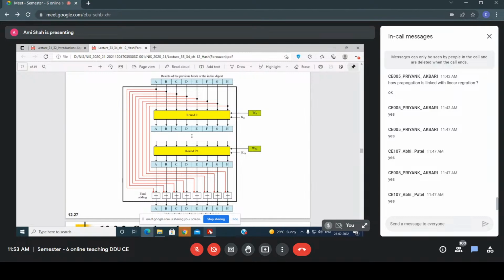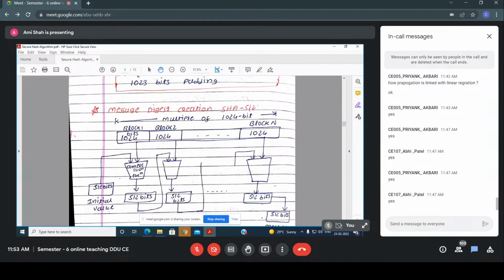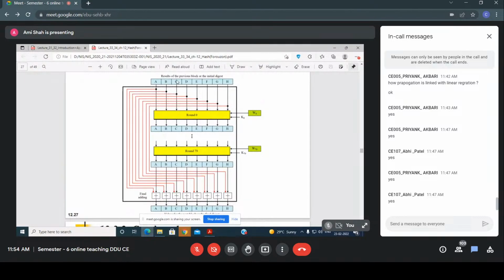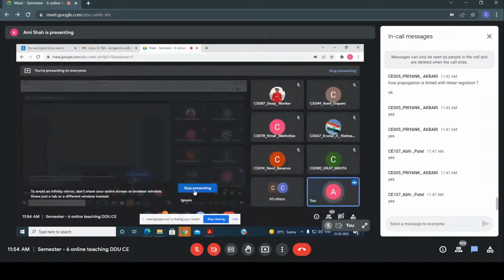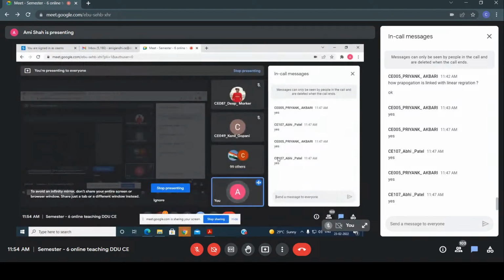So suppose I want to find the second intermediate digest. In that case, what is your initial value? This first intermediate digest that you have to take here. And again, round 0 to round 79 are performed. This operation is performed, and finally whatever digest you get, that is your second intermediate digest. So up to this, is it clear to everyone? Yes or no? Is it clear to you all? Please reply.